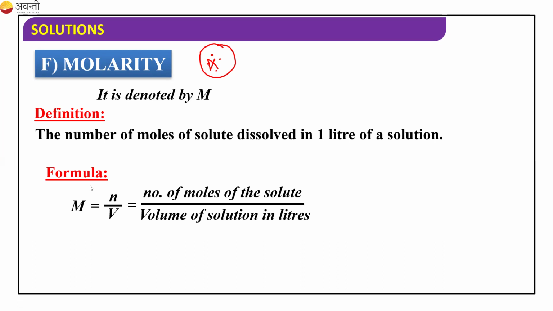Now what is the unit? In the numerator we have number of moles, and in the denominator we have volume in liter. So what could be the unit of molarity? It is mole per liter. The unit of molarity is mole per liter. You should not forget. Have you all noted this formula and the definition in your notebook? Shall I move on to the next slide? Yes?